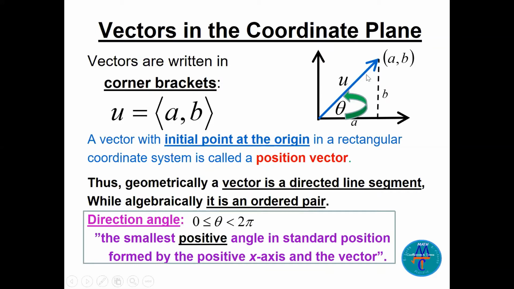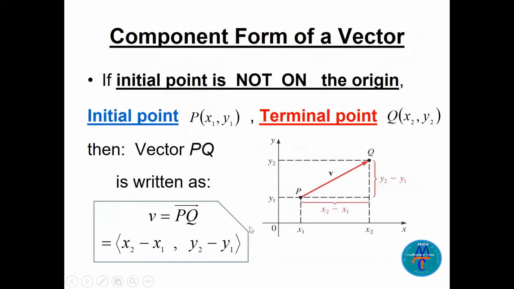Direction angle, this is theta here, from 0 to 2 pi. It's the smallest positive angle in standard position formed by the positive x-axis and the vector itself. So it can be in quadrant 1, it can be in quadrant 2, it can be in quadrant 3, it can be in quadrant 4, between 0 and 2 pi.